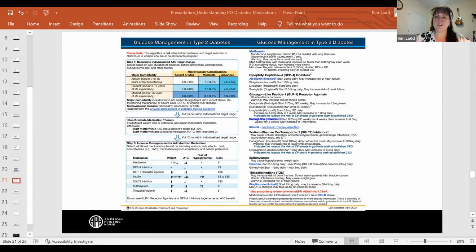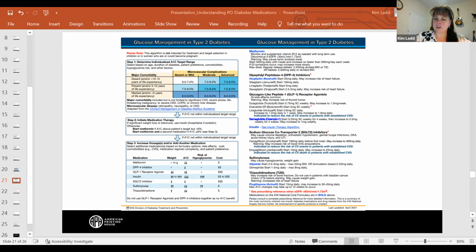But also, if someone is trying to lose weight, you would not give them a pill that makes them gain weight, like glipizide. You would want to choose something else, because the more weight you have, the harder it is to control your blood sugar levels. So that's why there are so many different choices and people are on different medications.